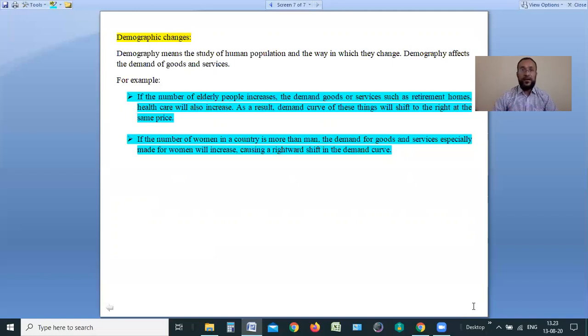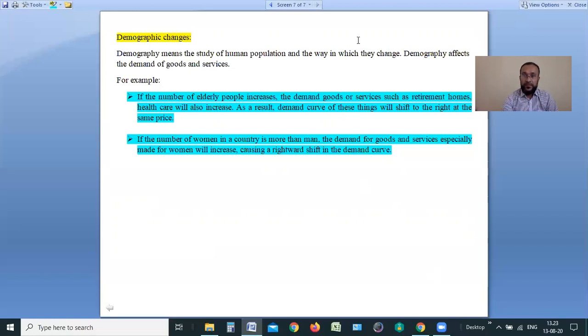So this is how demographic changes affect the demand and cause the shift in the demand curve. At the same time, if the number of young people increases, the demand for the products of the young people will also increase.